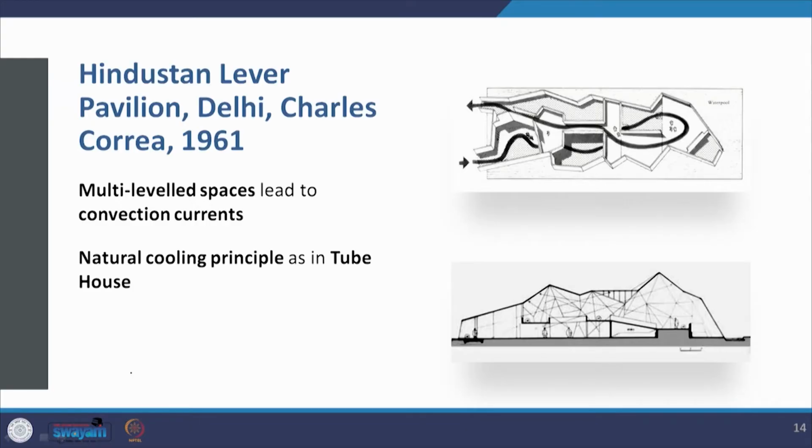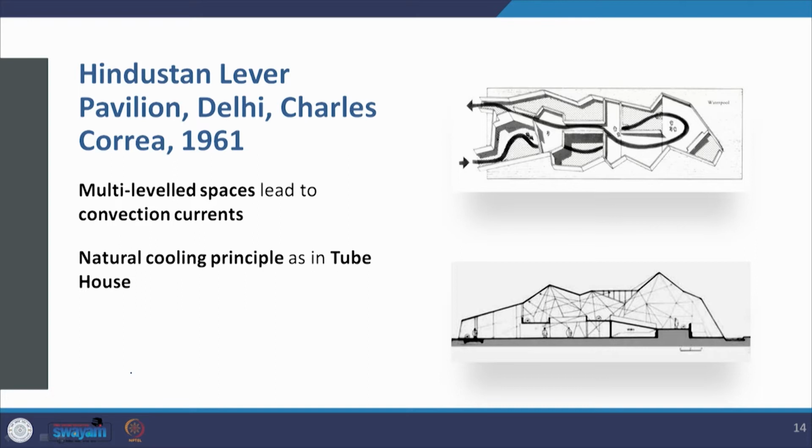Now within it are encased all these ramps and platforms and multi-leveled spaces. That was very simple in the Tube House, gets very complex in the Hindustan Lever Pavilion. Now here again, not only is the convection current created, but it is the multi-level spaces that lead to the generation of the convection current.